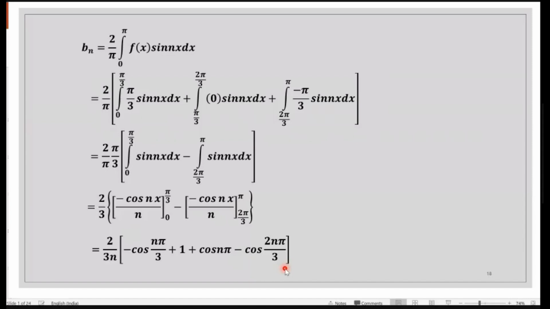Can we simplify further? I think we can leave it in this form only. Again, for cos n pi by 3, we are not getting a single value. Cos pi by 3, cos 2 pi by 3, we have different values. We will leave it like this only.